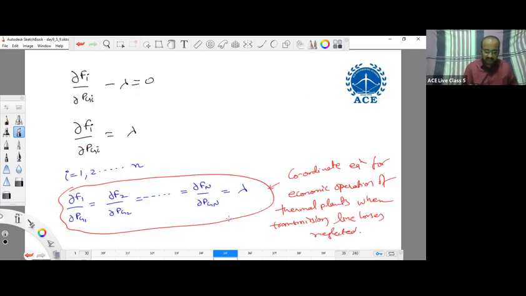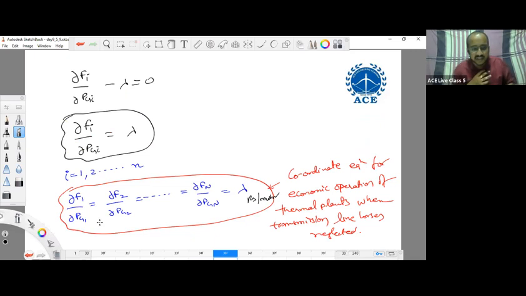So you will get that condition. What is the condition that you got? dFi by dPGi equal to lambda. The unit will be rupees per megawatt hour. So this is the incremental fuel cost. What is your observation here? The incremental fuel cost of all the units must be the same. So what is the coordinate equation that you got?